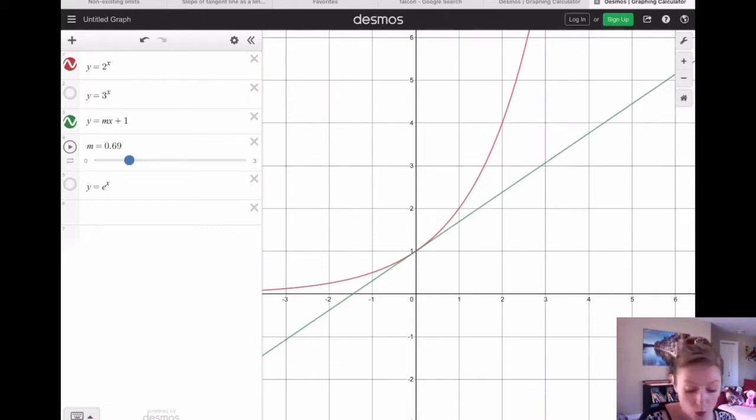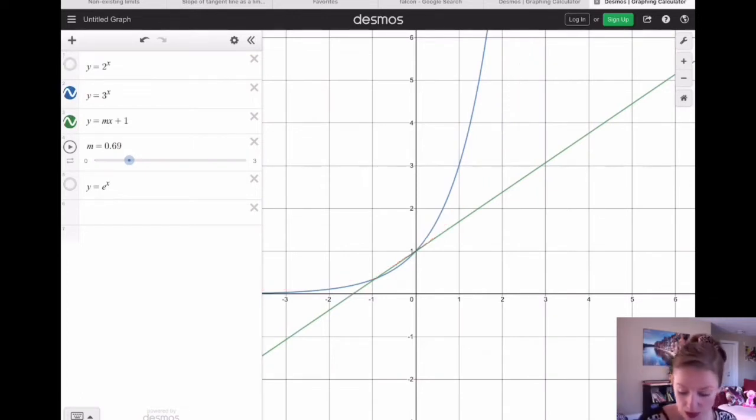Okay, what if I wanted to take a look now at 3 to the power x? Well, I know from what we've just sketched that that graph will rise quicker, which means, so let me take away the 2, which means that the tangent line for 2 to the x is no longer the tangent line to this graph.